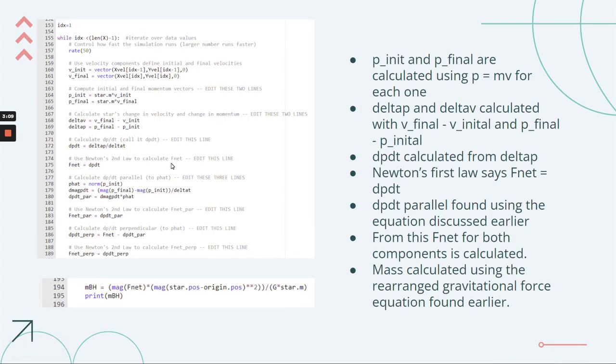So then going into the calculation loop, p initial and p final are calculated using p equals mv for each one, and then delta p and delta v were calculated using v final minus v initial and p final minus p initial. Then dp/dt was calculated with delta p divided by delta t, and because of Newton's second law, F net equals dp/dt. Using the equation we talked about earlier, we can calculate the parallel component of dp/dt with p hat and the change in the magnitude of momentum. And then we can, again, use that second law to say that the parallel and the perpendicular components equal the total net force. And then down at the bottom, we rearranged the gravitational force equation to solve for the mass of the black hole.